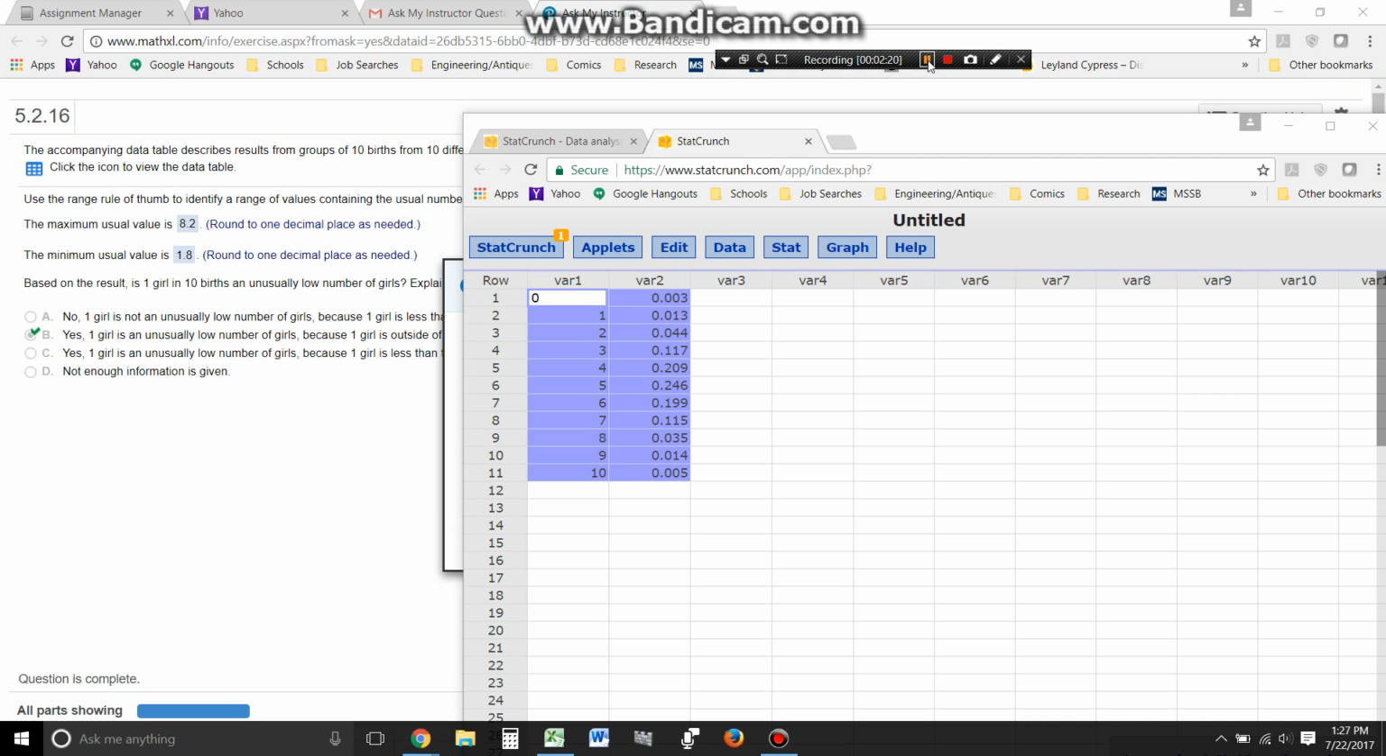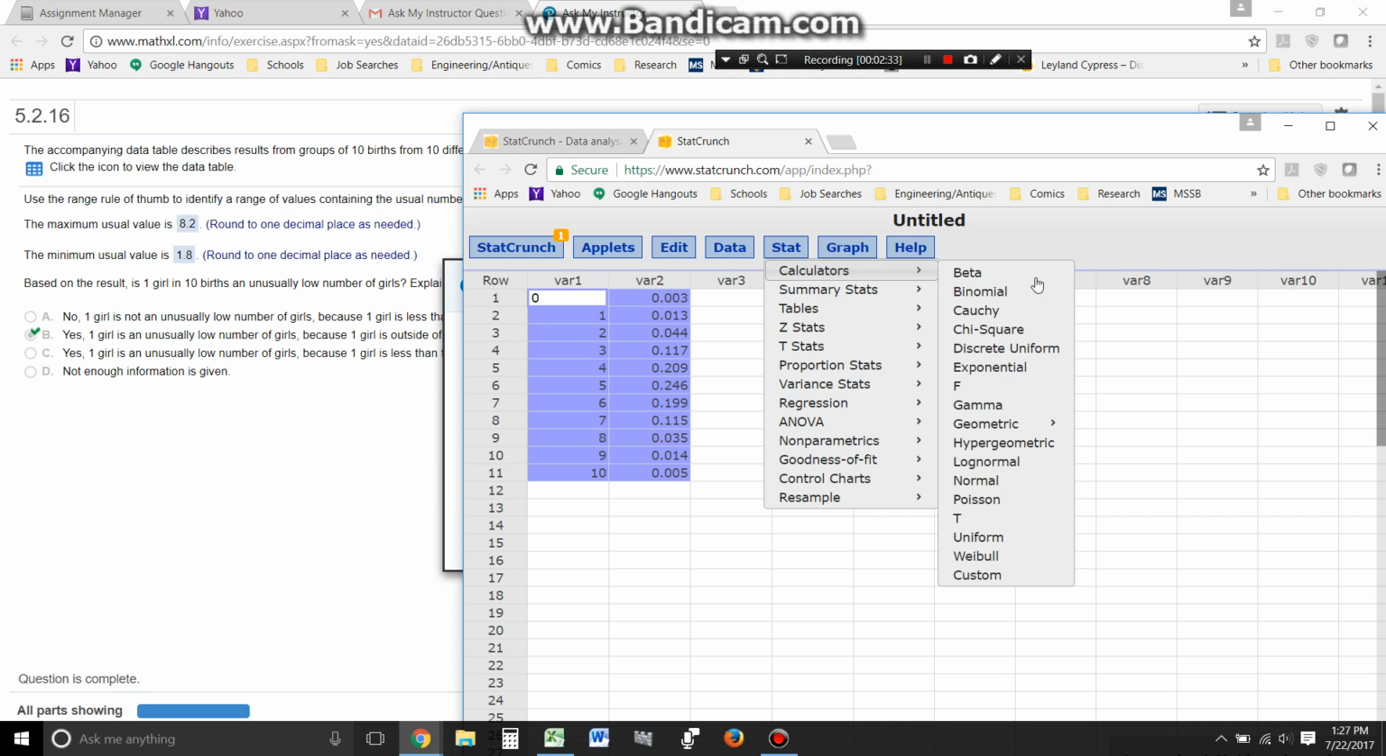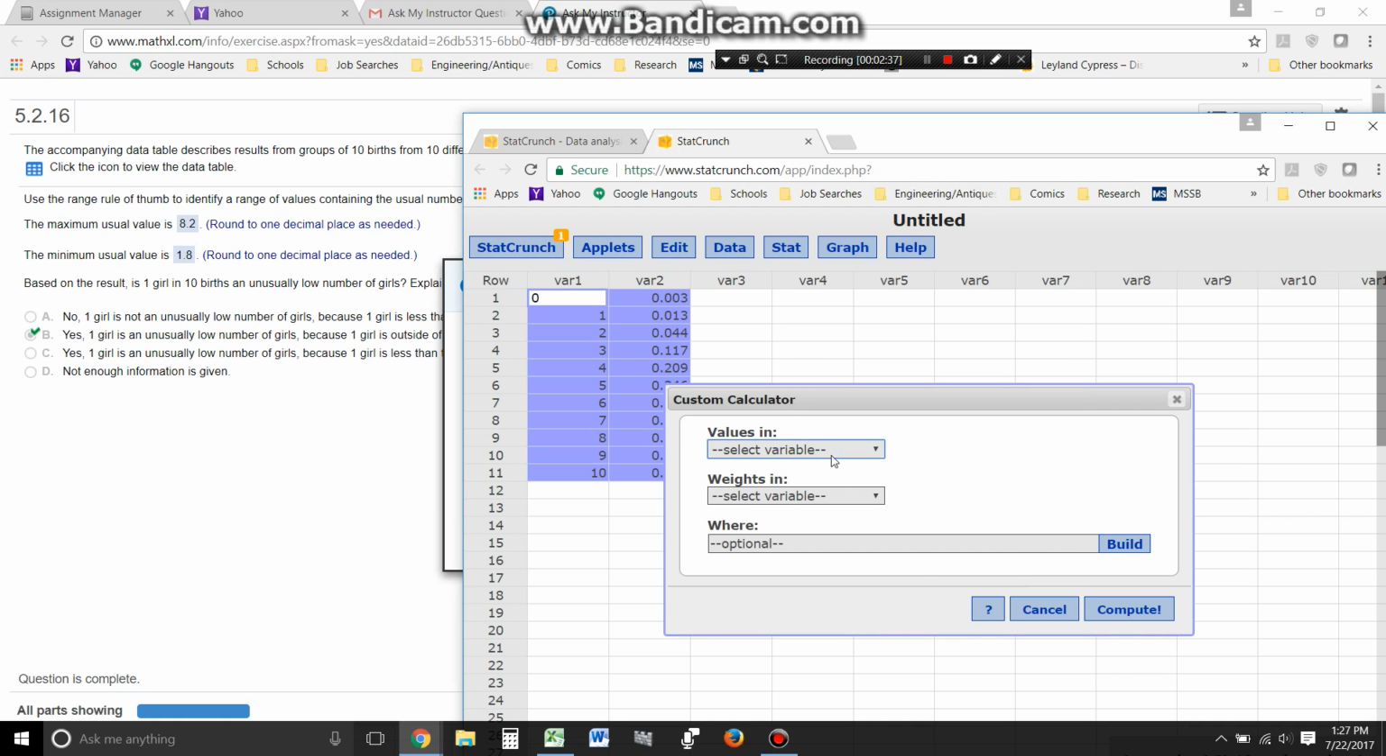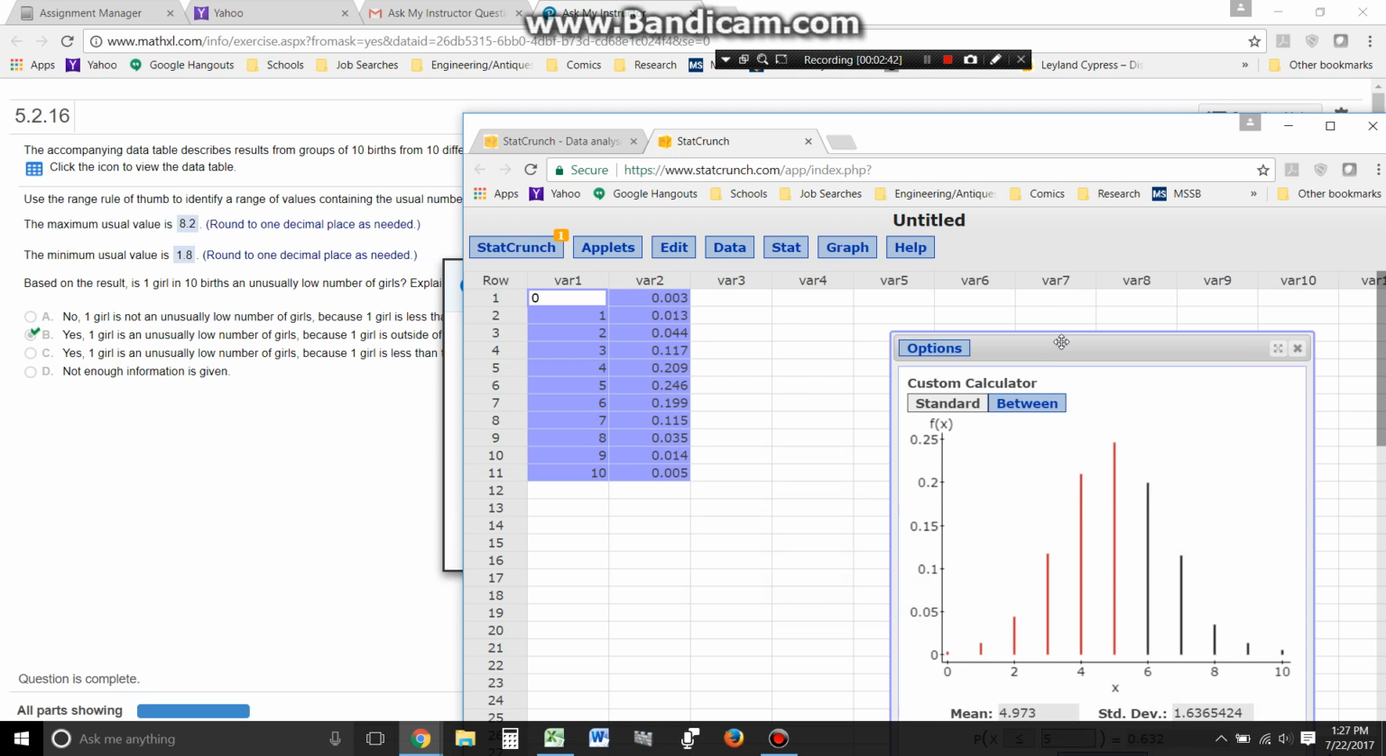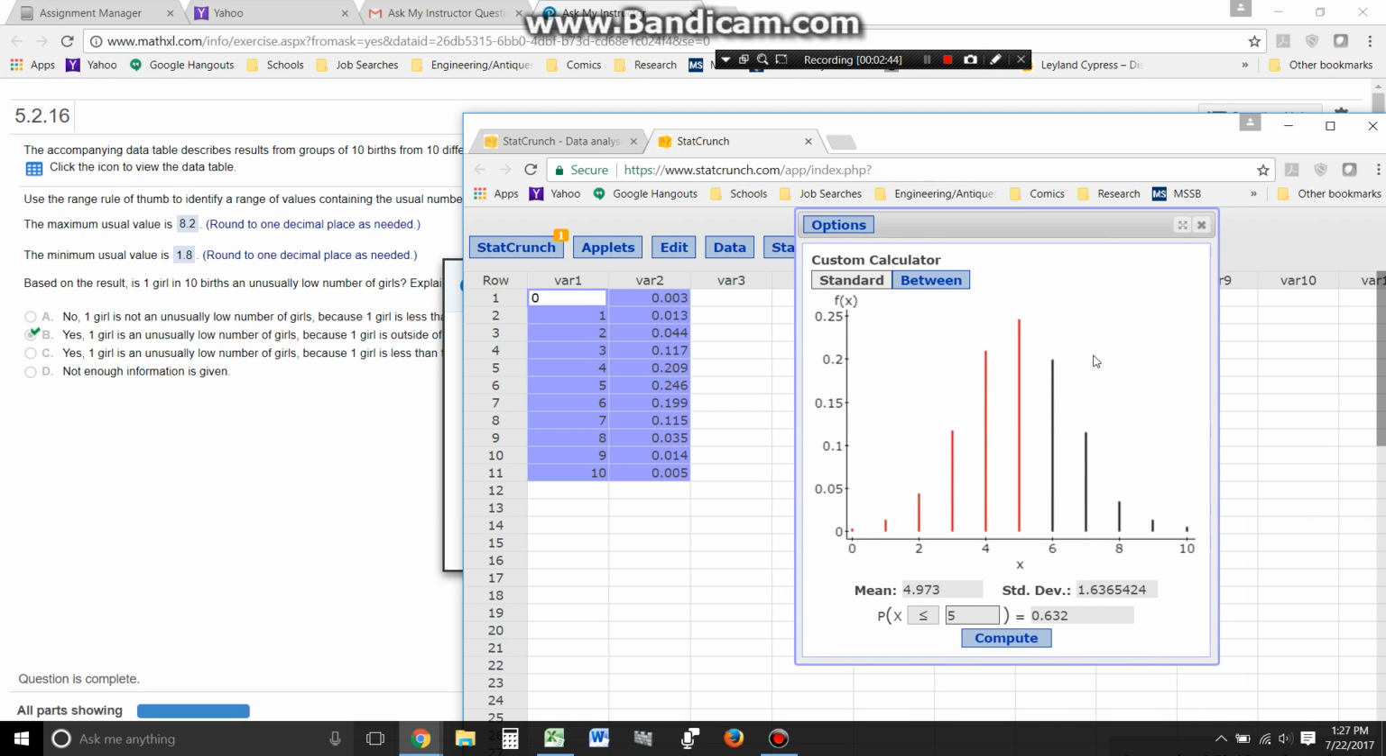So what we need to do here is actually find the mean and the standard deviation for this probability distribution. And fortunately for us, we have a tool to do this. So go to Stat Calculators, and I want you to go down here to the bottom where it says Custom. The values are in var 1 and the weights are in var 2. Hit Compute, and this is the distribution for this probability distribution. They provide a mean and a standard deviation right here.